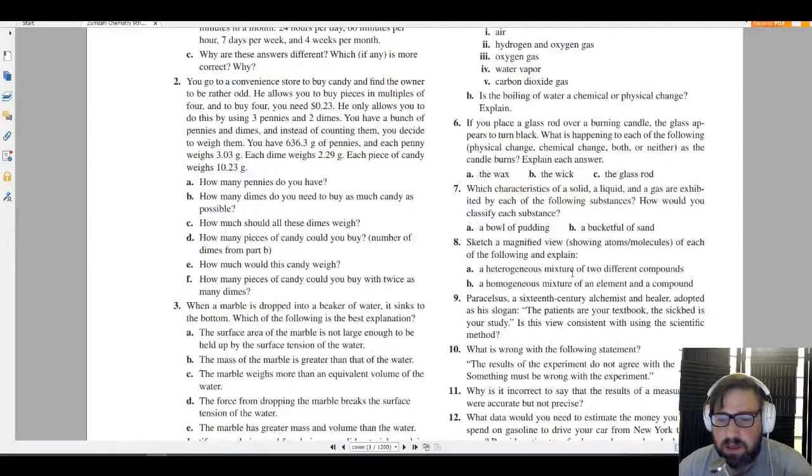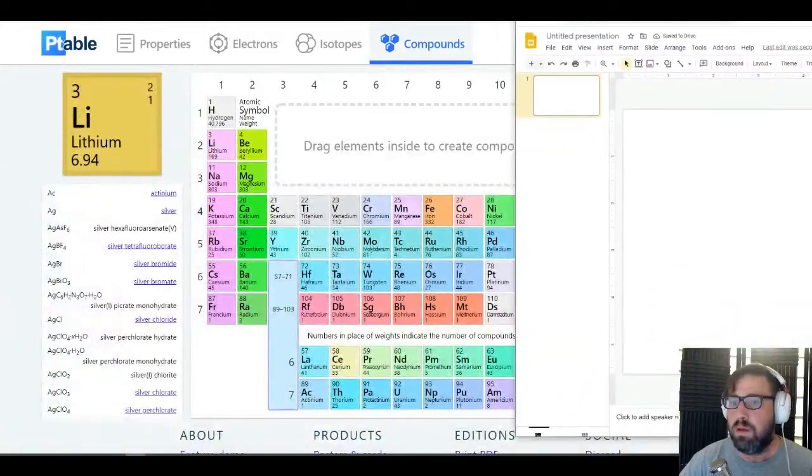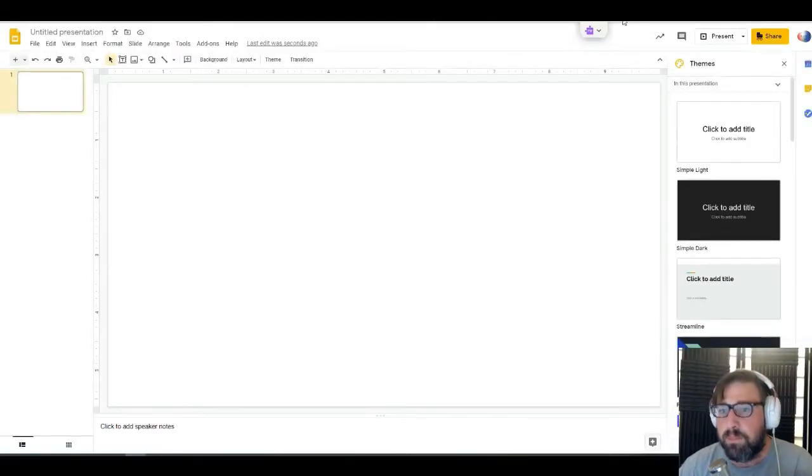All right, let's see here. Sketch a magnified view showing atoms and molecules of each of the following and explain. A heterogeneous mixture of two different compounds. All right. So let me pull something up real quick. I need something to write on. Allow me to get something to write on. There we go.